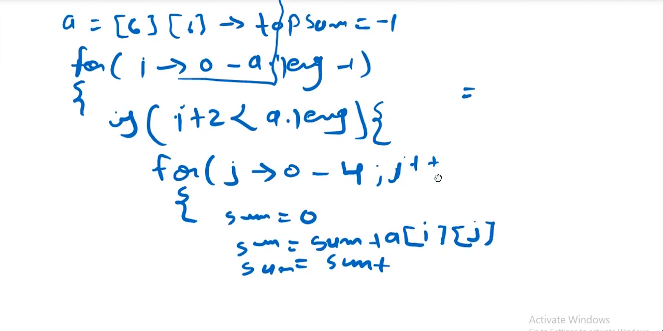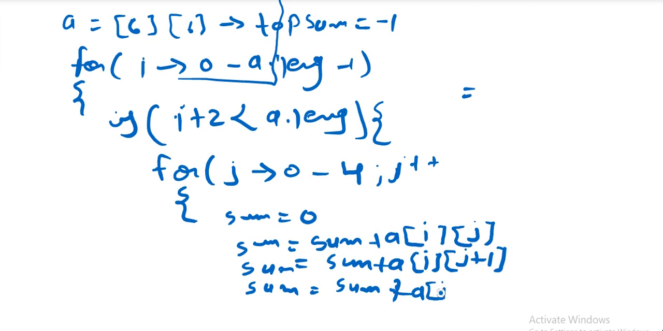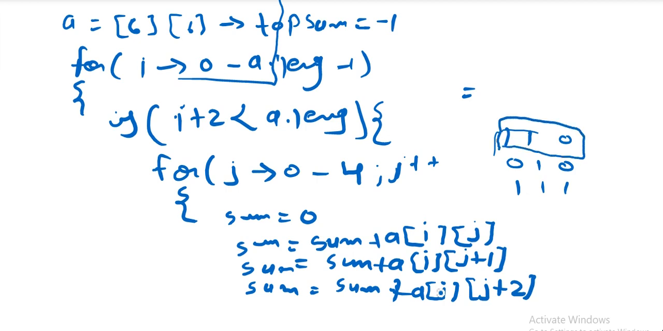So here, A of i row and second column. And now here the sum equals to sum plus A of 0 row and second column. Got it? I just added these 3. Suppose for example it is 1 1 1, 0 1 0, 1 1 1. So this is our glass. So I am just adding these 3 only in this stage.